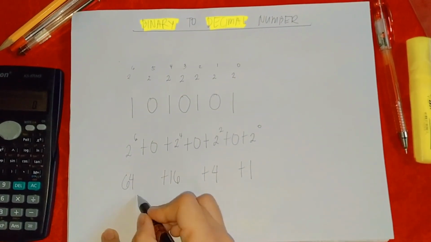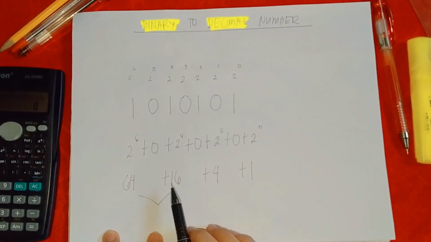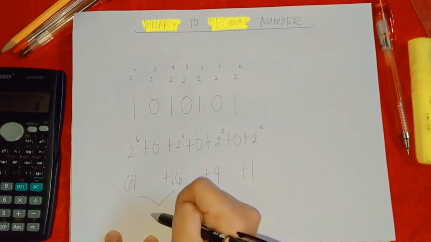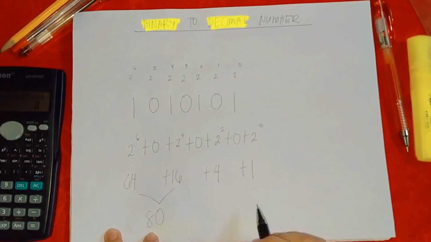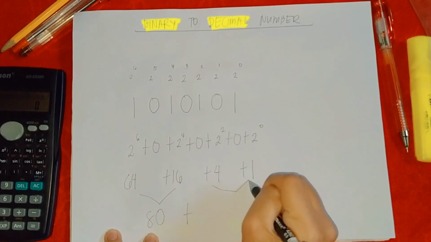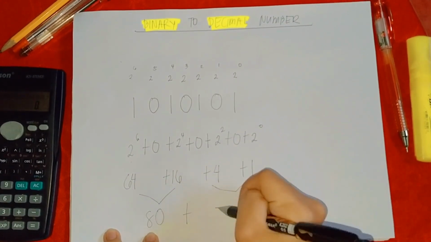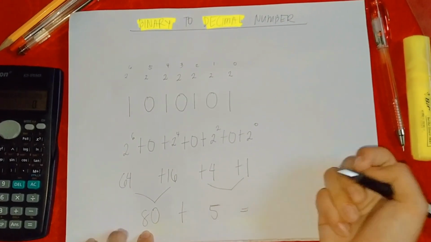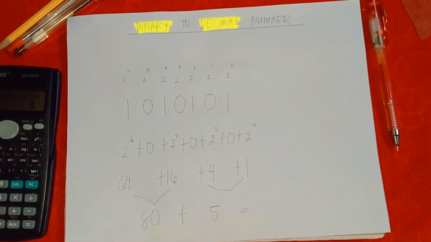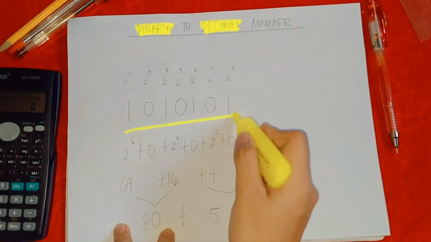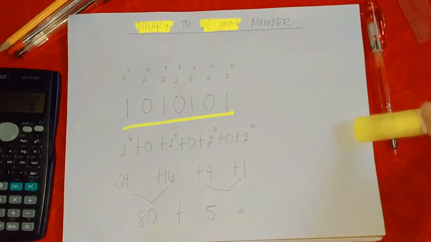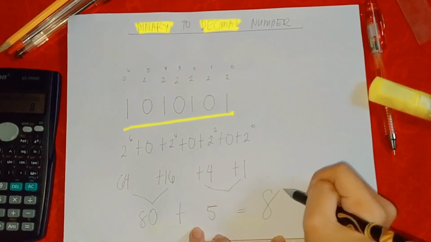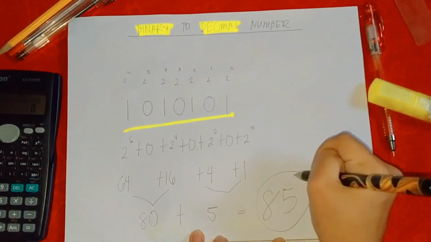Add this. 64 plus 16 is equal to 80. 4 plus 1 is equal to 5. So therefore, this binary number is equal to 85.